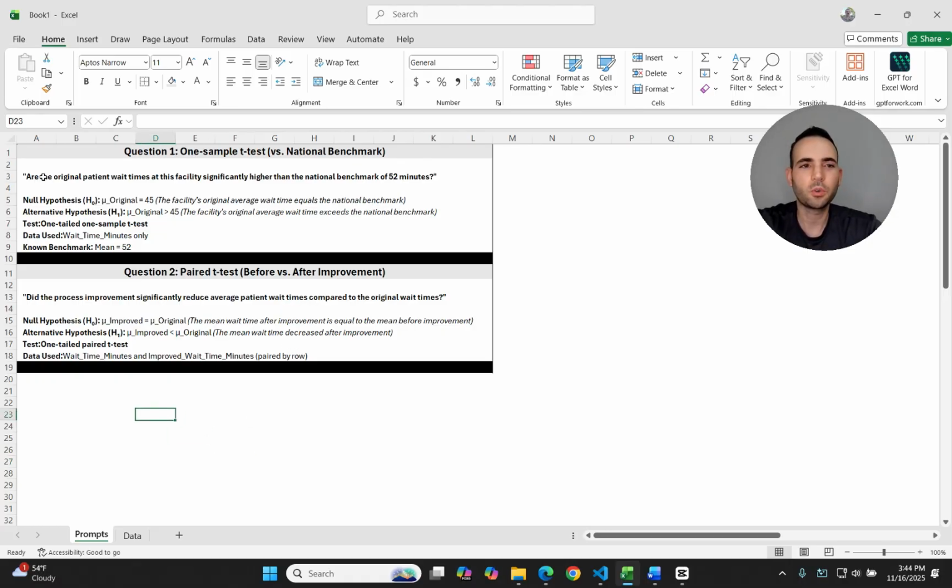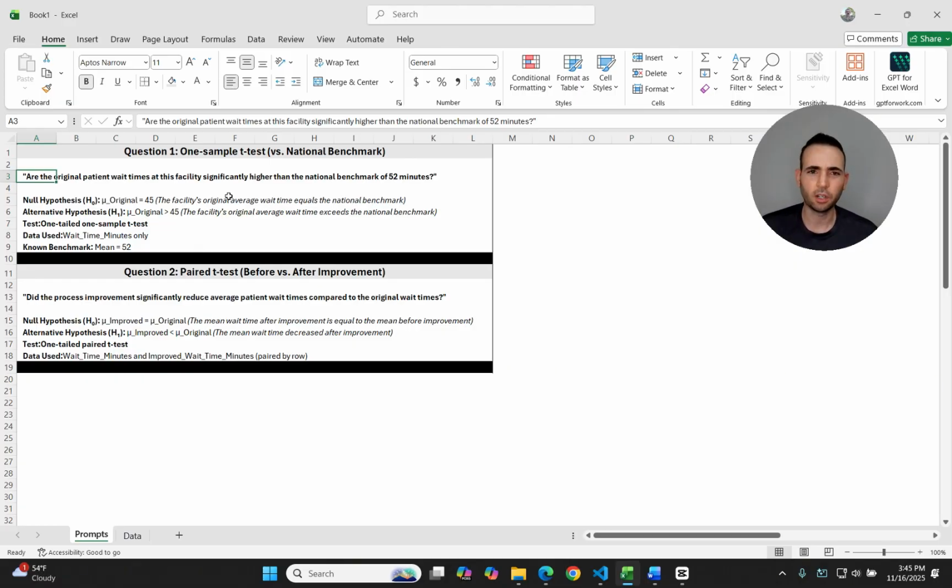To answer the first question, we're going to use a one sample t-test, which is when you know the measurements of certain data like wait times or profits, wherever it might be, and you know the average for the whole population. In this case, it is the national average for all doctors' offices' wait times. If you're talking about profits, it could be the average profit in your industry.